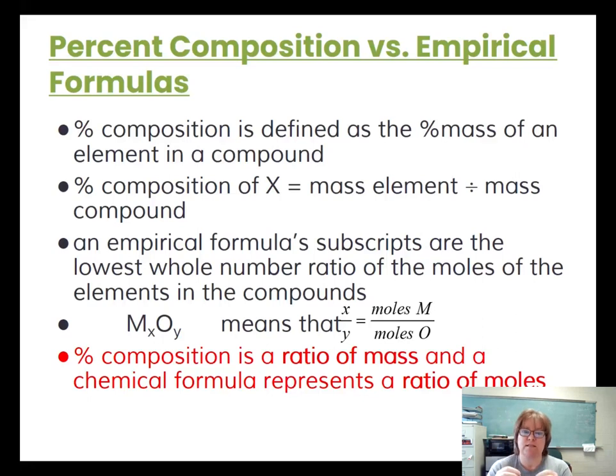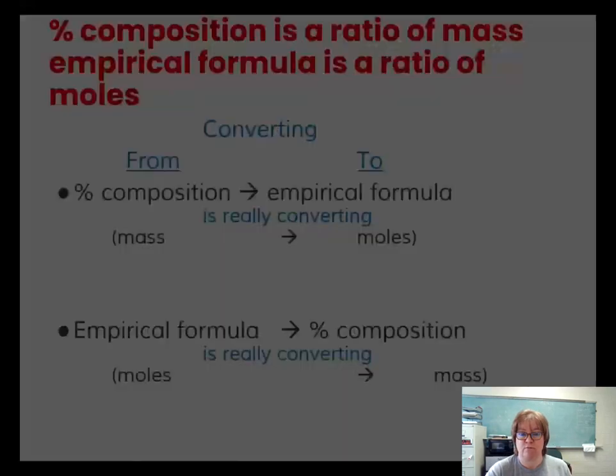But an empirical formula is a ratio of the moles. So remember, the subscripts are representing the lowest ratio of moles of each type of element within the compound. If we said MxOy, the ratio x over y is the moles of M over the moles of O. So it's a mole ratio. It's describing how many moles of each substance are in a mole of the compound. So one is a ratio of mass, the other is a ratio of moles.